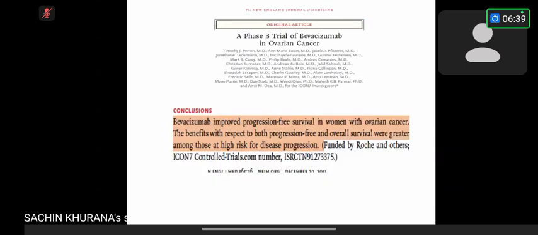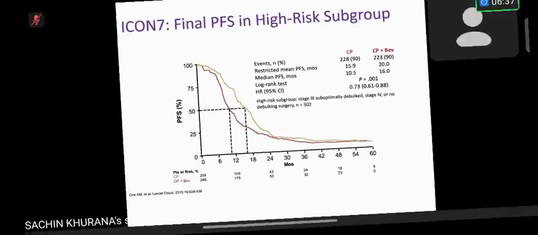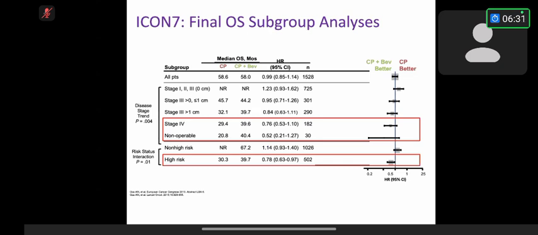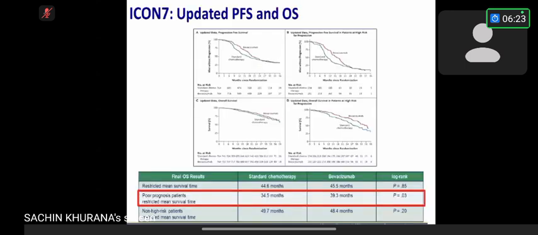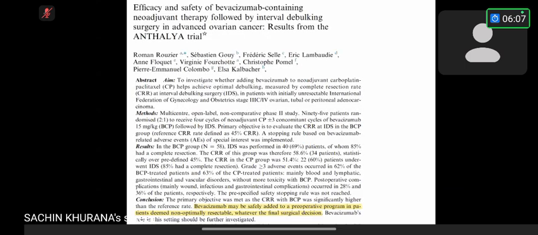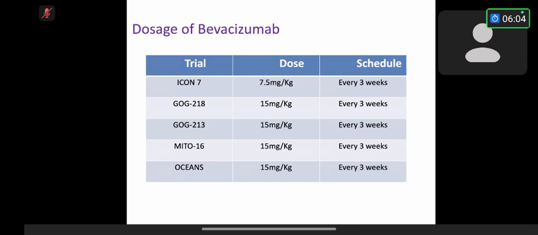This was the second trial, the ICON 7 trial. This also showed no overall survival difference in the whole population, but in a high-risk population, it showed that bevacizumab patients behaved better. The outcome was slightly better. And what were these high risk? These were stage 4 patients or who had suboptimal cytoreduction. So the doses used were different in these 2 trials. ICON 7 used a dose of 7.5 mg per kg and GOG 218 used a dose of 15 mg per kg. So these 2 trials were in the adjuvant setting. So bevacizumab was started with chemotherapy and continued as maintenance for 1 year.